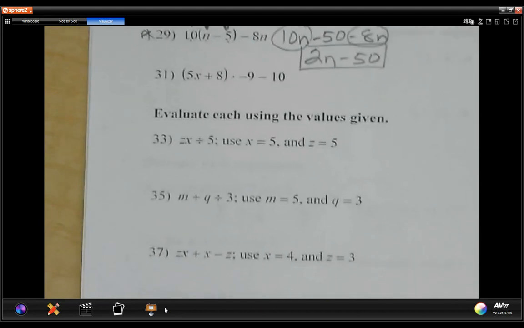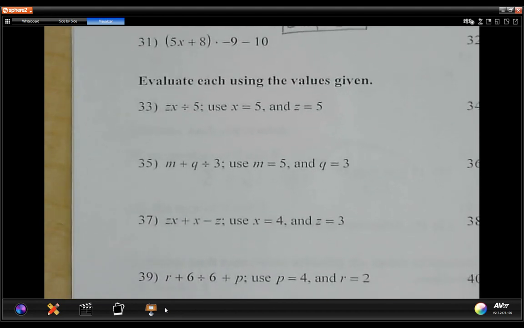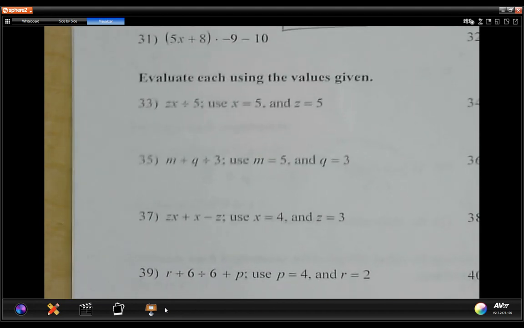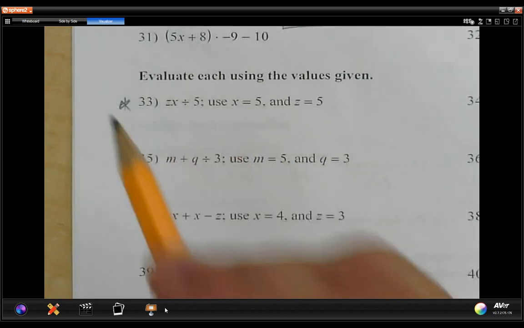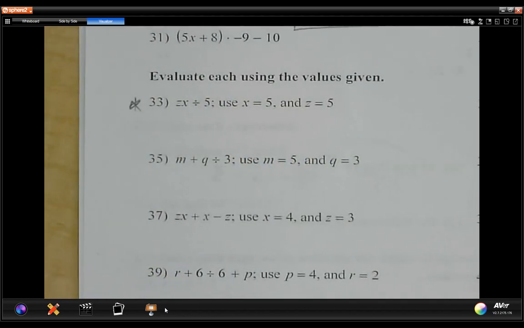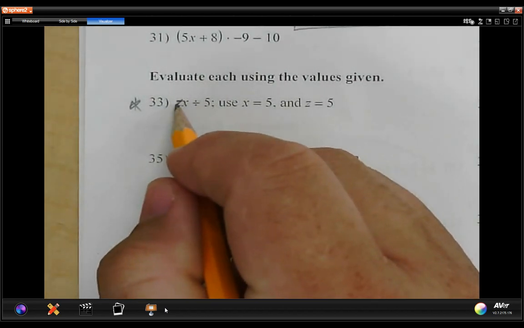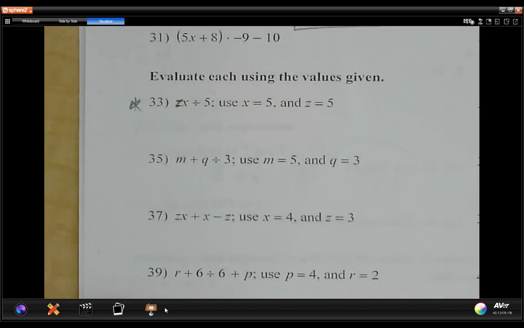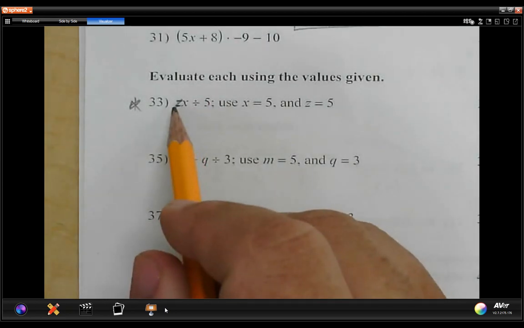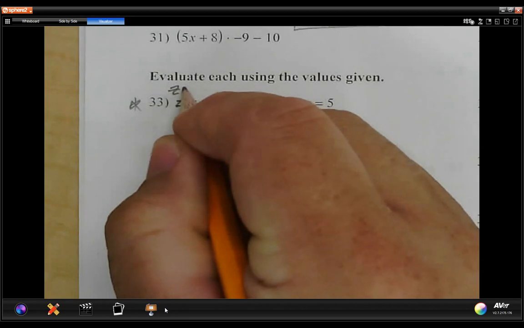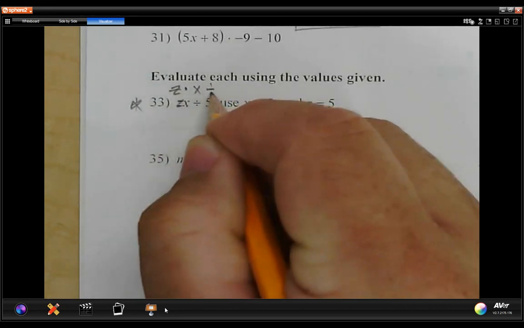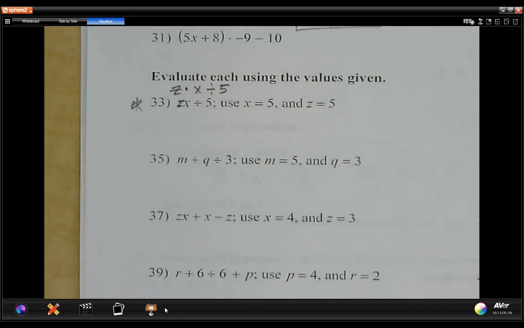All right, let's move on to evaluating because a lot of people had issues with this. So I want to work through a couple examples of this if I can. So let's look at number 33. That is a z, by the way, it's kind of hard to see. zx divided by 5. Anytime you've got two variables right side by side, then you know that there's a multiplication there. So really I've got z times x divided by 5 is what I really have as a problem.